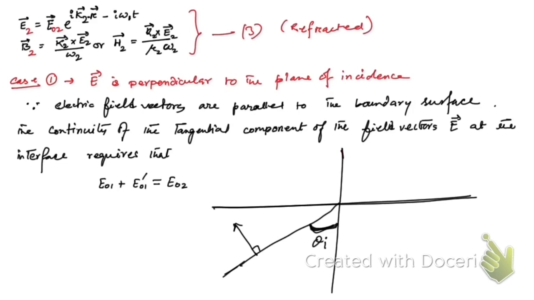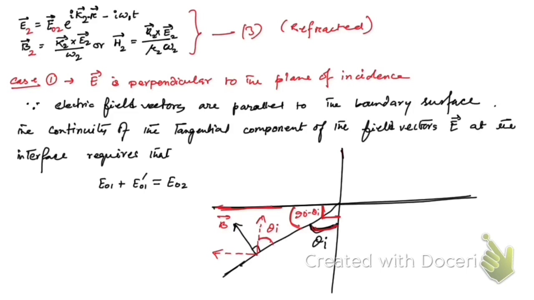One is perpendicular to this boundary in this direction, and one is parallel to this boundary in this direction. This is the magnetic field vector B. So now you see, if this is theta I, this is also theta I, alternate interior angles. And this is normal, so this must be 90. If that is 90, then this must be 90 minus theta I.